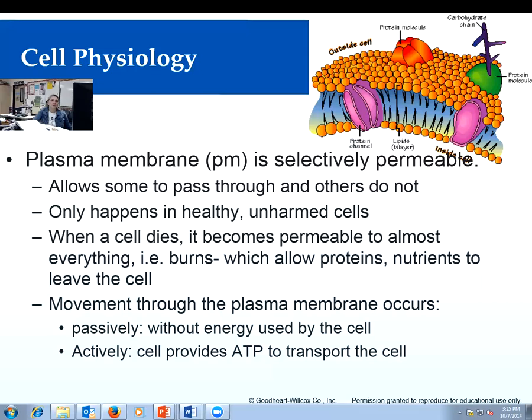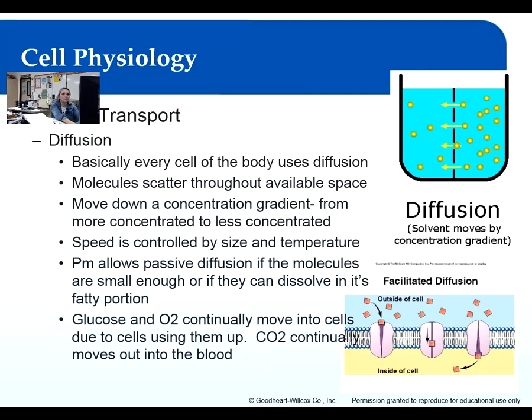So movement through the plasma membrane occurs passively and actively, like we just talked about. Sorry, kind of a repeat slide here. Okay, so first one is passive transport. Diffusion is your most basic transport. Like it says, basically every cell in the body uses this at some level. Molecules scatter in available space.